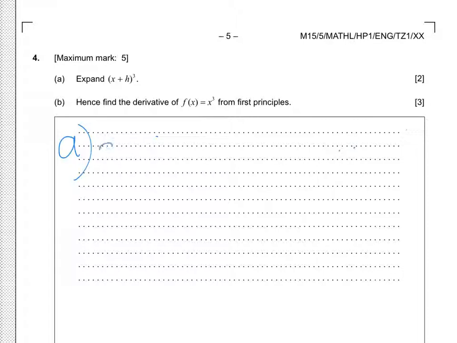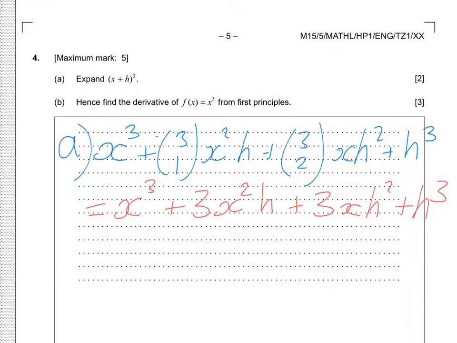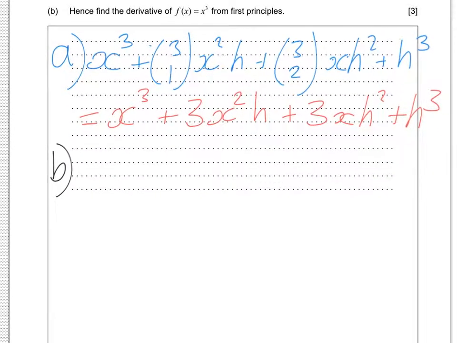First term is x cubed, last term is h cubed, and in between, the next term will be 3 choose 1, x squared h, 3 choose 2, x h squared, but there's a good chance that you have those memorized anyway. You can always draw Pascal's triangle if you need to, to give you that answer. Part B, hence find the derivative of f of x equals x cubed from first principles.